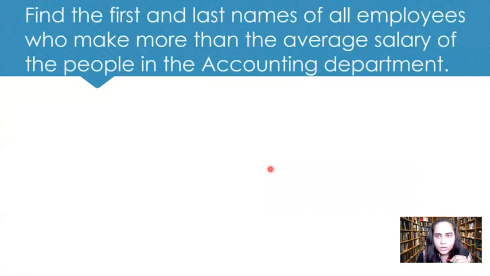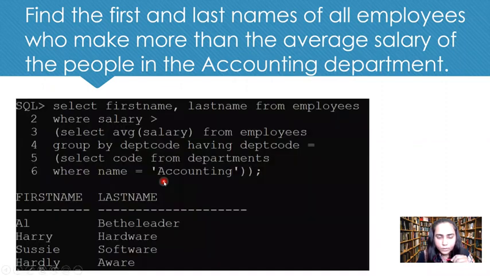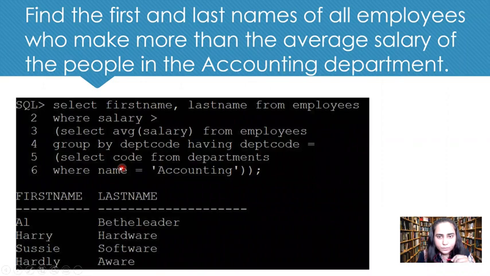This is: find the first and last names of all employees who make more than the average salary of the people in the accounting department. Now, this is the type of query that you would feel comfortable doing with a subquery instead of a join. So this is how you can do it. In this case, we are using a slightly larger query where we are using 3 subqueries. You can see that this is the outer query. Inside that, there's one query, and inside this query also, there's one more query. So this is a subquery which is nested 3 times.